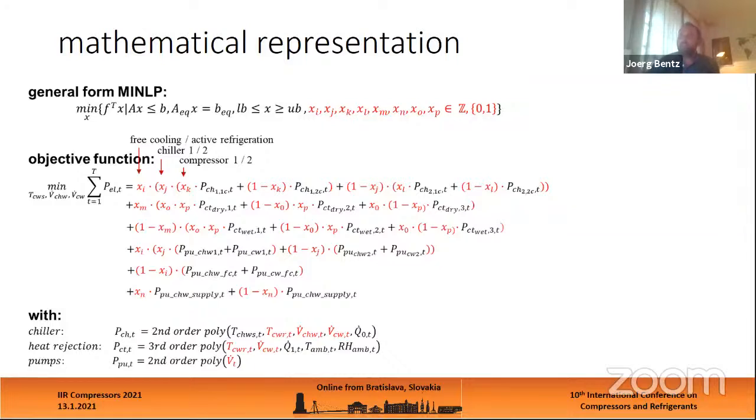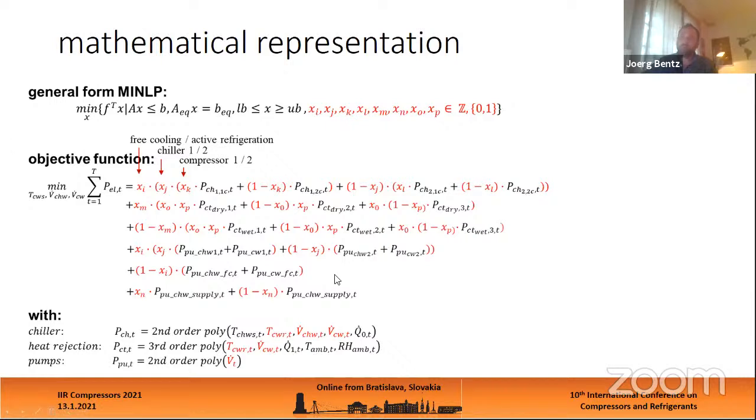As I mentioned previously, we decided to optimize all the stages, or all potentials, in the system. We need to have this mixed integer nonlinear programming optimization, which has the general form of the minimization of a nonlinear function, also taking into account some inequality constraints, some equality constraints, and the lower and upper bounds for the variables. Additionally, we introduced some binary decision variables to take the switching on and off of the components into account.